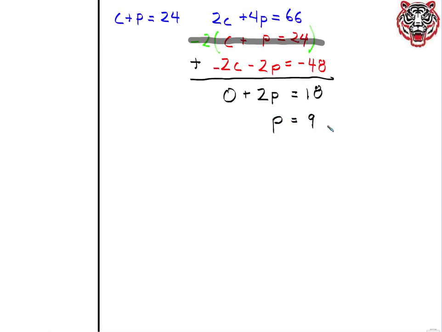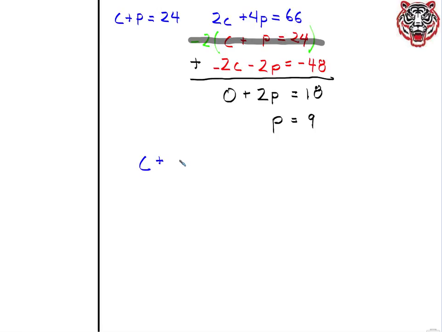What does this mean, p equals 9, in the context of our problem? Plug it into the first equation, the blue one, right? Yeah, we could do that. So 2c plus 4 times 9 equals 66. Maybe we should plug it into this one. Maybe it's a little bit easier. You can do either one. You'll get the same answer. Yeah, we should do that one because it doesn't have any.